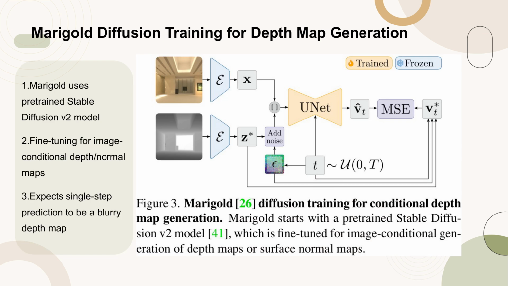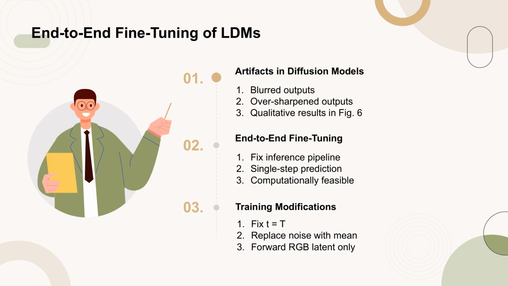Figure 3 illustrates the diffusion training process of Marigold for generating conditional depth maps. Marigold begins with a pre-trained Stable Diffusion V2 model, which is then fine-tuned specifically for the task of generating depth maps or surface normal maps based on image conditions. According to the argument presented in section 3.1, we anticipate that Marigold's single-step prediction will yield a sensible yet blurry depth map, reflecting the model's training and conditioning on image inputs. The diffusion-based depth estimation models, while performing well, exhibit artifacts such as blurred or oversharpened outputs.